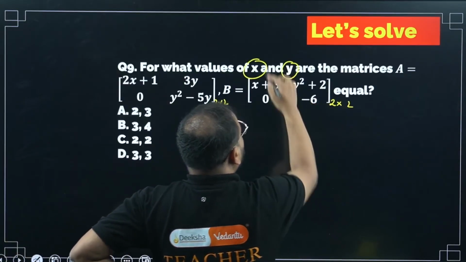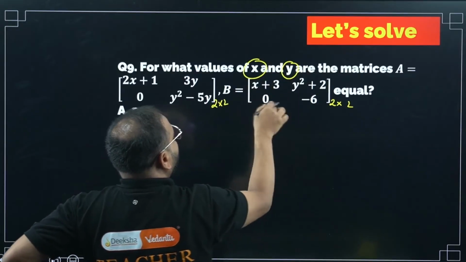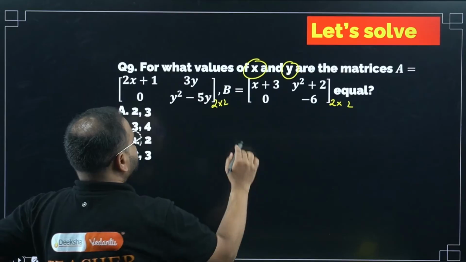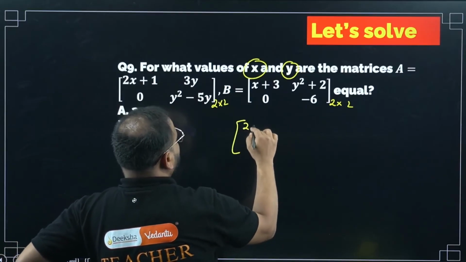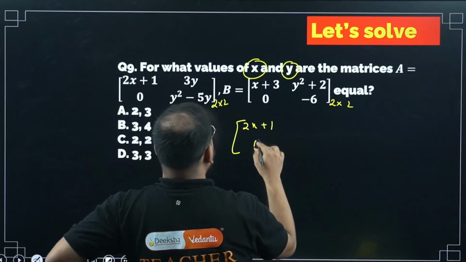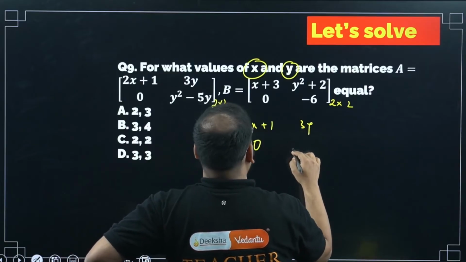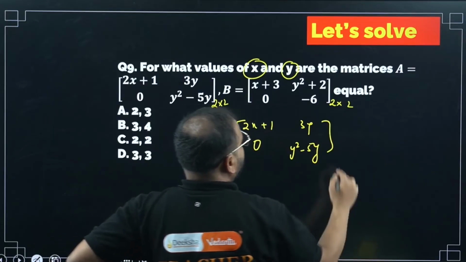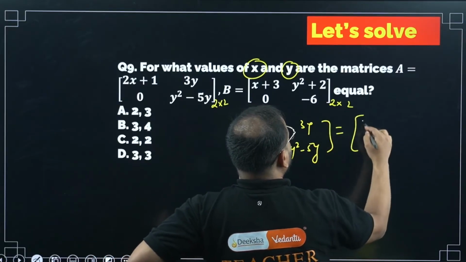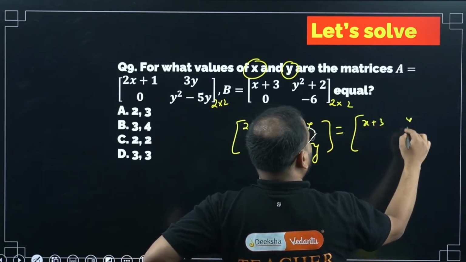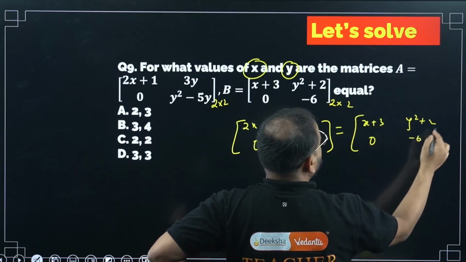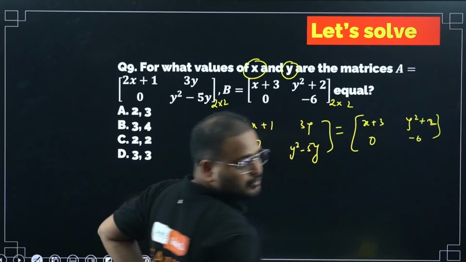How, sir? One column, 2 columns, one row, 2 rows. Again 2 columns, 2 rows. So 2 cross 2 is correct. Okay. Put them equal to each other. So 2x plus 1, 0, 3y, y square minus 5y. This is my A equal to B, right? So B will be x plus 3, y square plus 2, 0, minus 6.